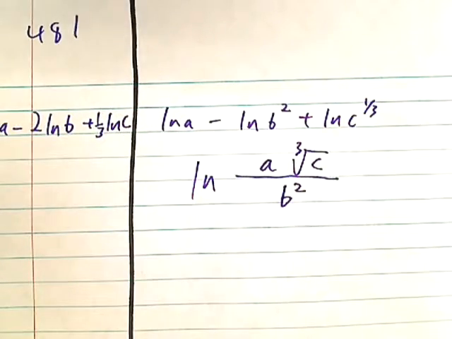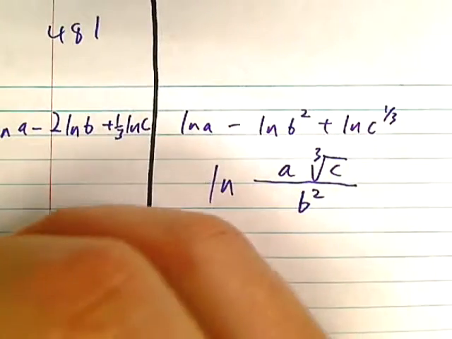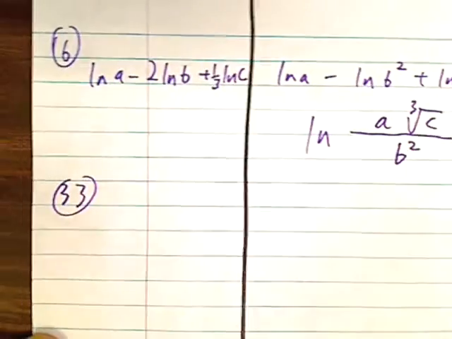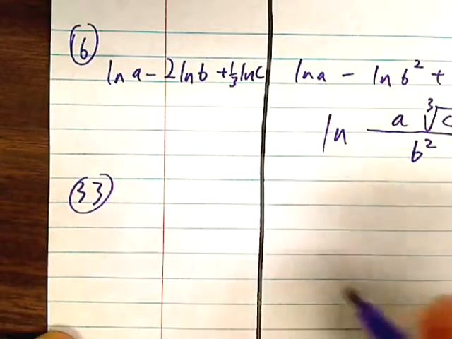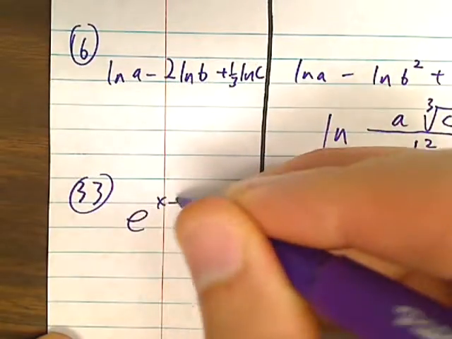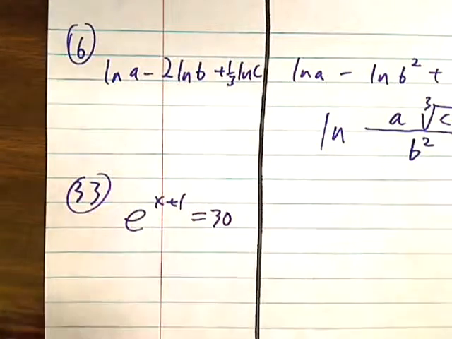Let's look next. I'm going to jump around a little bit. Let's go up to 33. Then we'll go back to a different one. e to the x plus 1 equals 30. And go ahead and try that out.